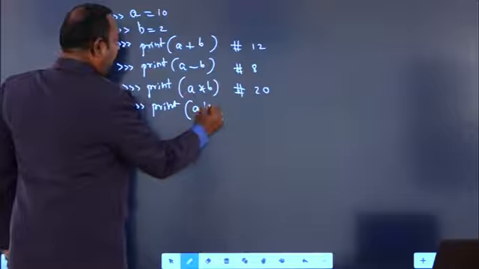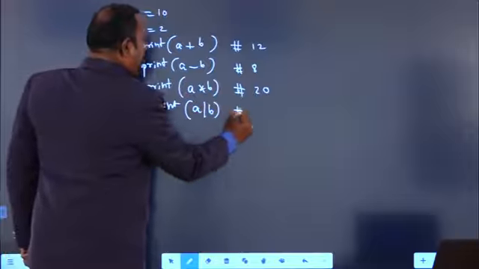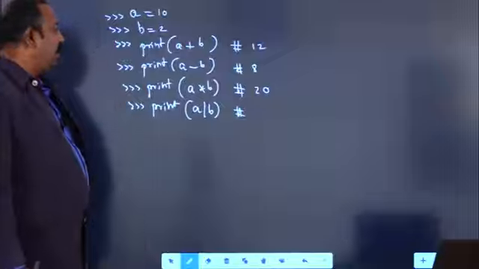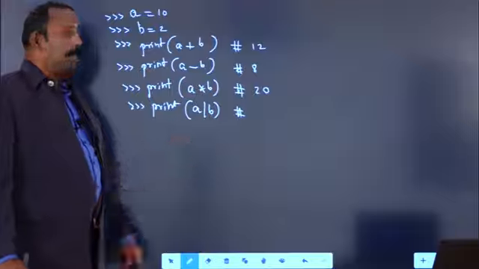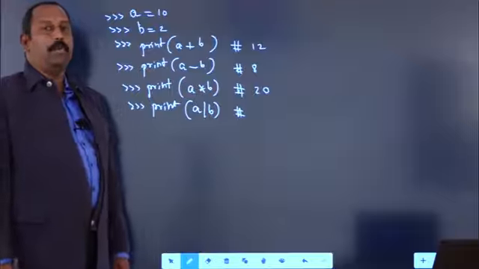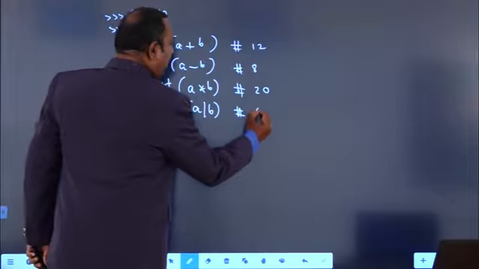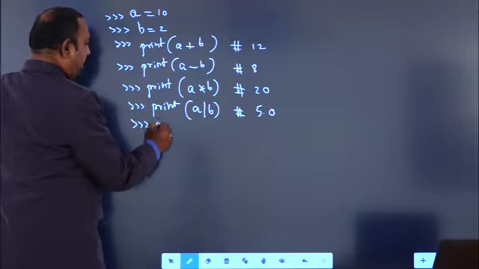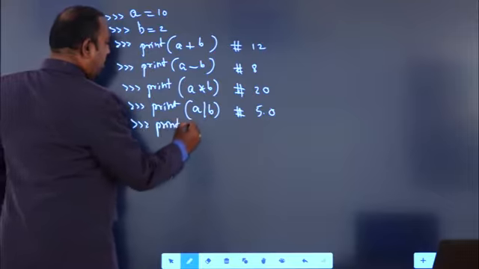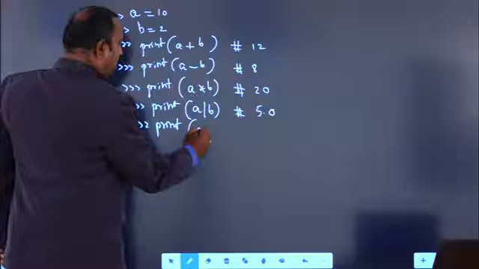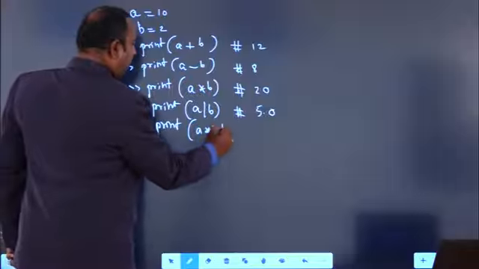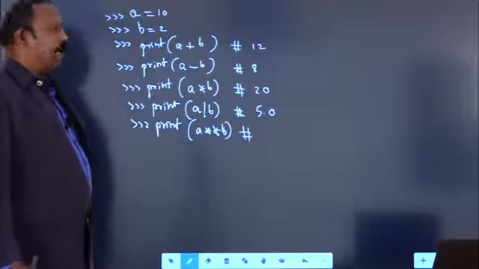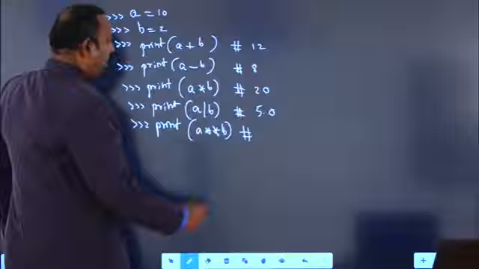Print a by b. What is the value we will get here? The a value is 10, b value is 2, 10 by 2 gives 5, but the division operator always gives the output in floating point value, so we get 5.0. Next one, print a double star b, that is a power b. So 10 power 2, 10 into 10, we get the value 100.